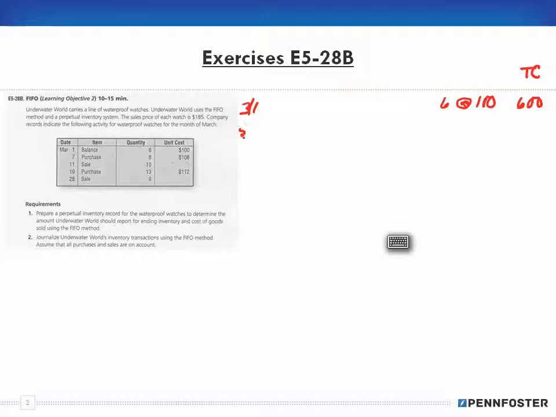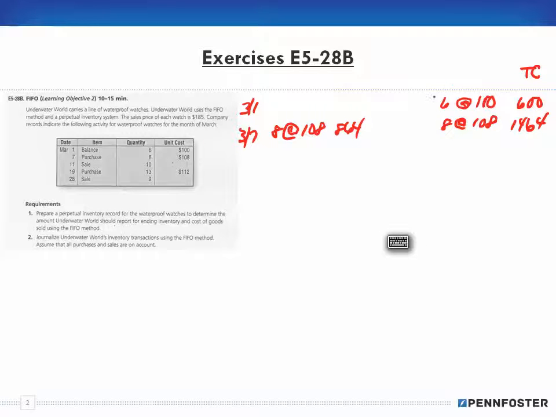Then on March 7th, I purchase 8 at 108, which is $864. So now I have an additional 8 at 108. So my total would be the 864 and the 600, or 1464 is my total cost.